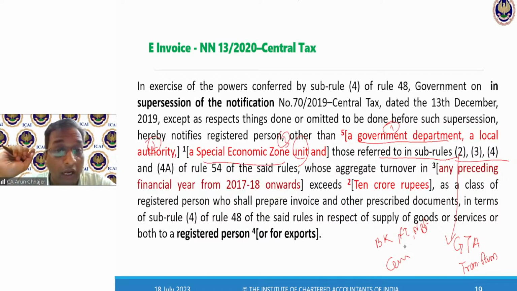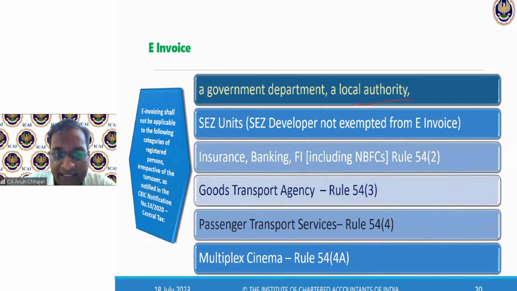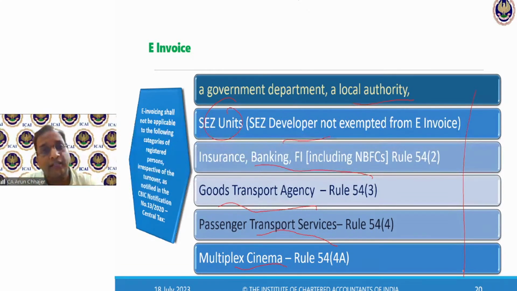How many persons are not required to issue the e-invoice? I can say the government department, local authority, SEZ unit, not the developer, insurance, banking, financial institution, GTA, passenger transportation service, and multiplex cinema. These, even though having turnover more than the prescribed limit, are not required to issue the e-invoice. Let me go back.